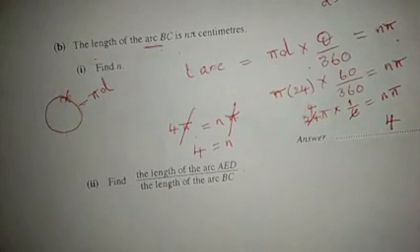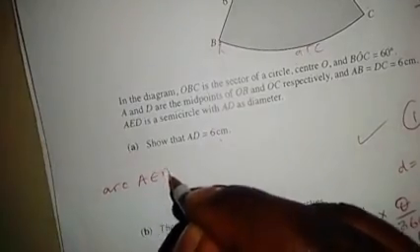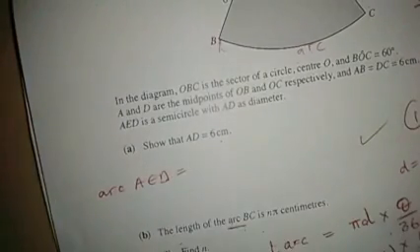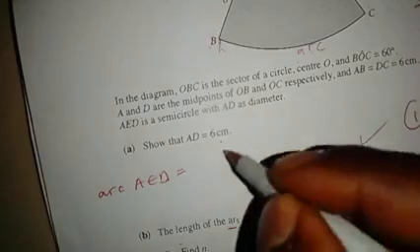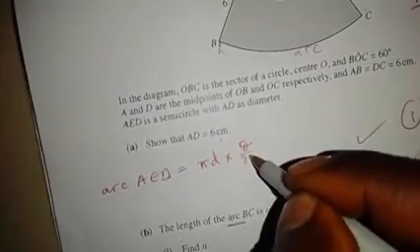Find the length of arc AED divided by the length of arc BC. Right. So let us do the workings for the arc AED first. Arc AED. Right. Remember, the length of arc is found by the formula pi d times theta over 360.